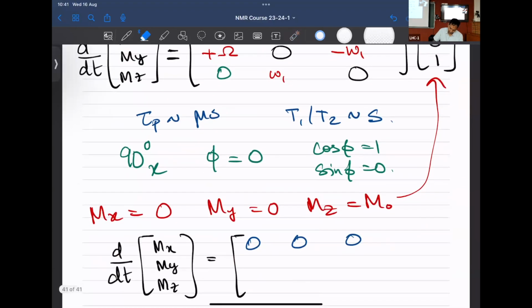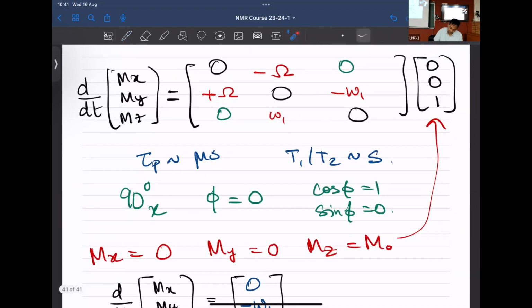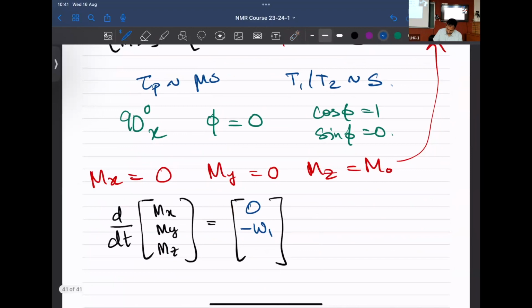Oh, sorry. There's a mistake here. I just said it's a 3 by 1 matrix. I wrote a 3 by 3. Please correct me. Sometimes it happens while I'm thinking and writing. Minus omega 1. Correct? The last part yet again is going to be 0 times 0, omega 1 times 0, 0 times 1. That's going to be a 0. Yeah. Slowly you guys are able to see this is the Mx component. This is the My component. This is the Mz component.